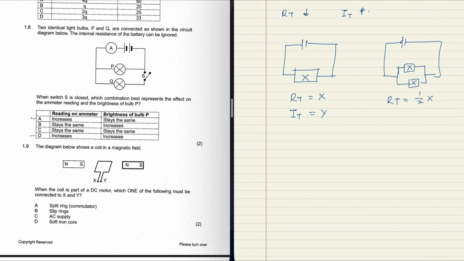But because resistance and current are inversely proportional if voltage is the same, my total current is now going to be 2Y. So 2Y is going to be flowing through here. But when it gets to this branch, it's going to split. You're going to have Y and Y, whatever the value is. So what we notice is the current going through each is going to be the same as it was before. So because the current is the same, it means that the brightness is going to be the same. So the answer is A.